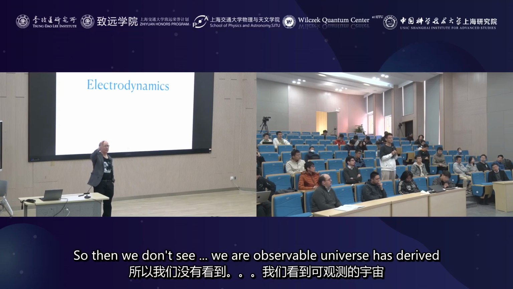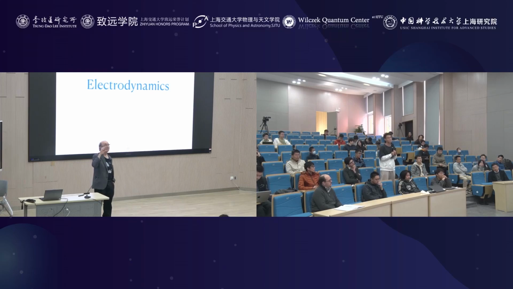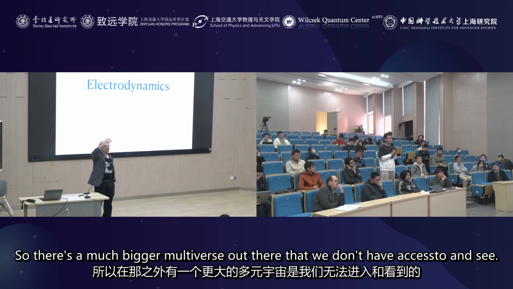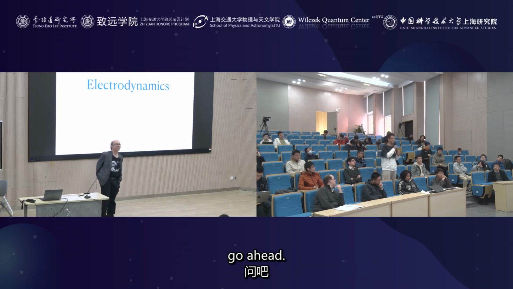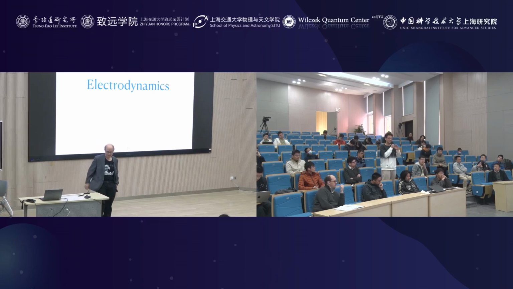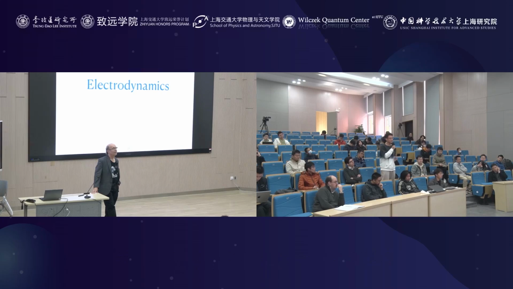So then we don't see. Our observable universe has derived from a small patch early on. So there's a much bigger multiverse out there that we don't have access to. I see. So maybe my question won't make sense, but I still ask. My question is, what determines the scale of these different domains?